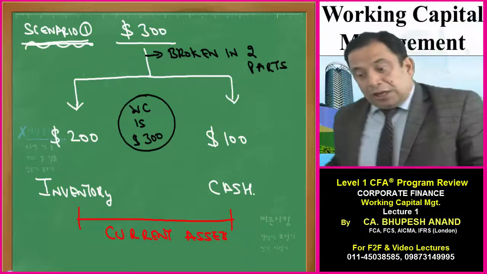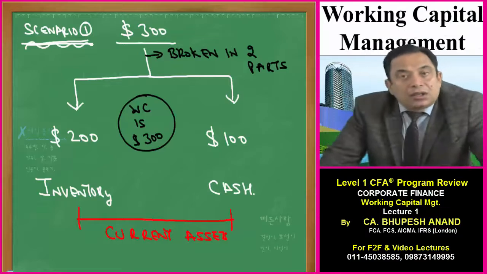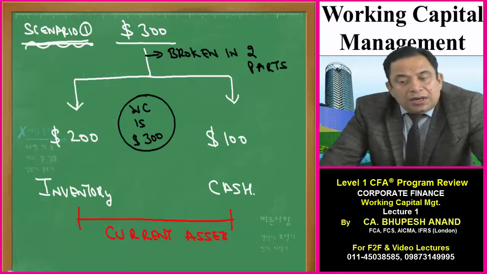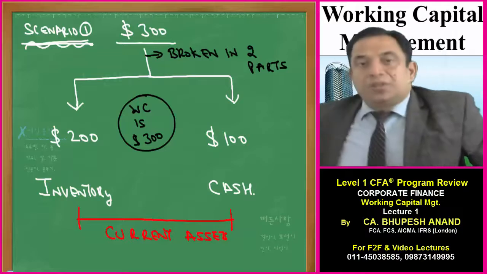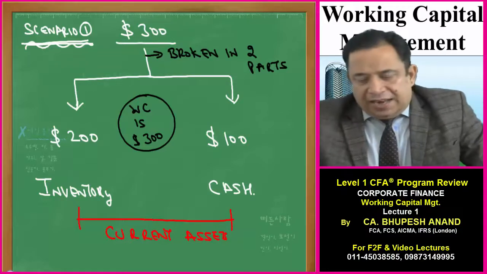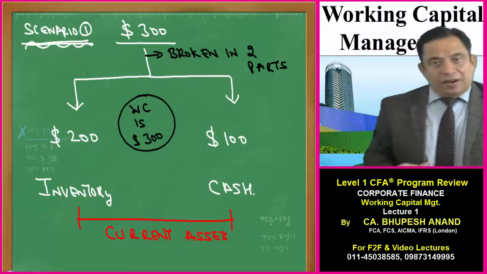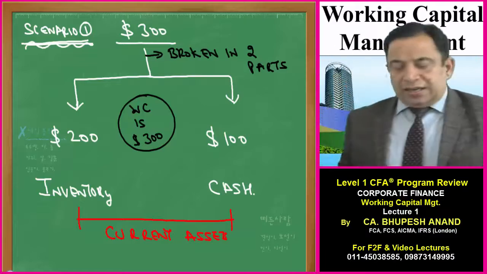But firstly, go to scenario one. The $300 can be broken into two parts: $200 and $100. Out of $300, $200 he has used to purchase inventory, and $100 he has kept as idle cash. So working capital is $300, the total of all current assets.